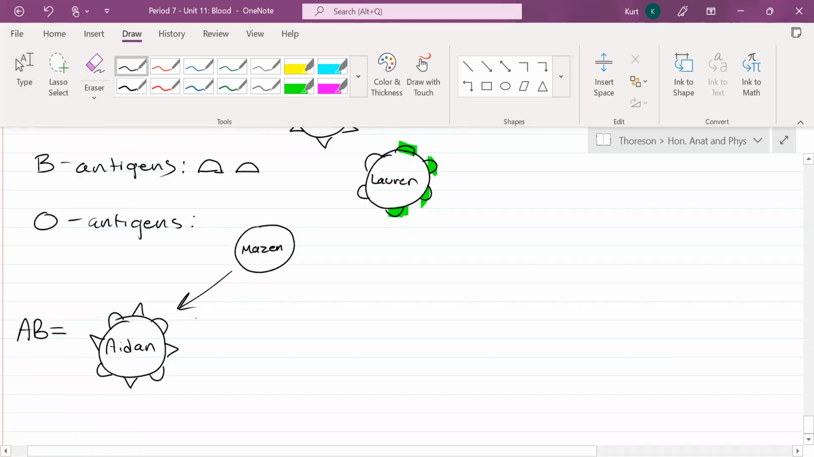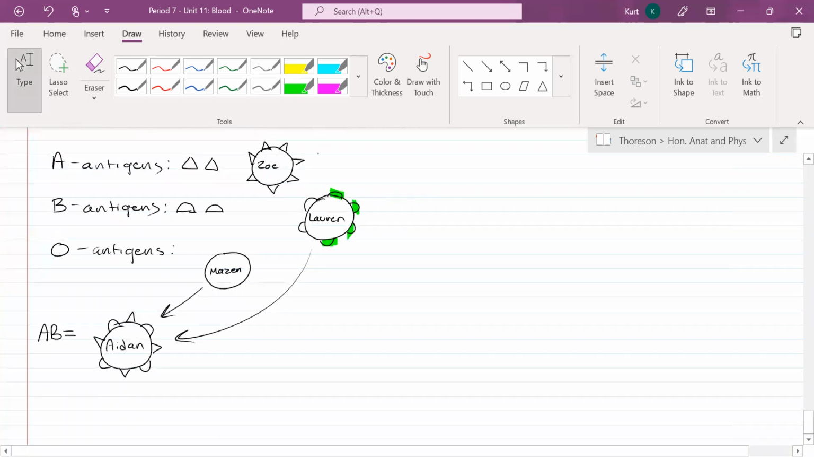Can Mason donate to Aiden? Yes, there's nothing there to reject. Can Lauren donate to Aiden? Yes. Lauren has B antigens. Aiden has A and B. So ask yourself this. Would Aiden's immune system attack the B antigens if Aiden himself has B antigens? No, you don't want to be under attack by your own defense.